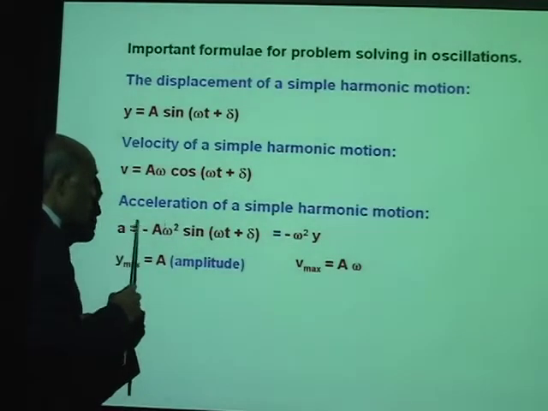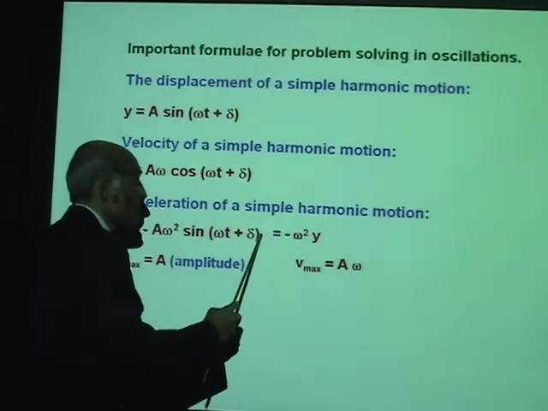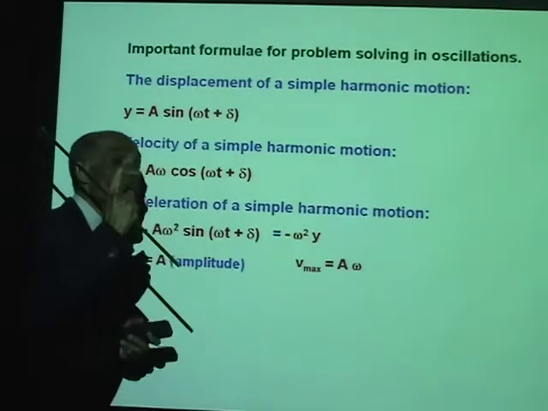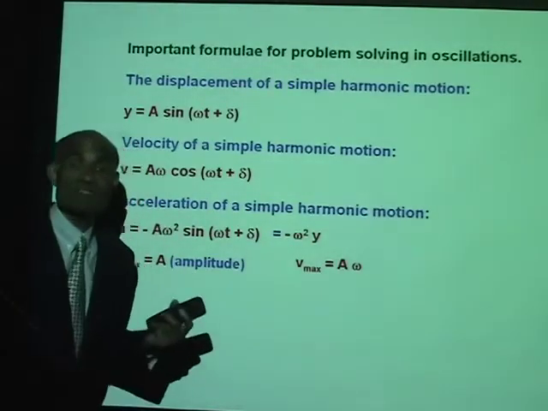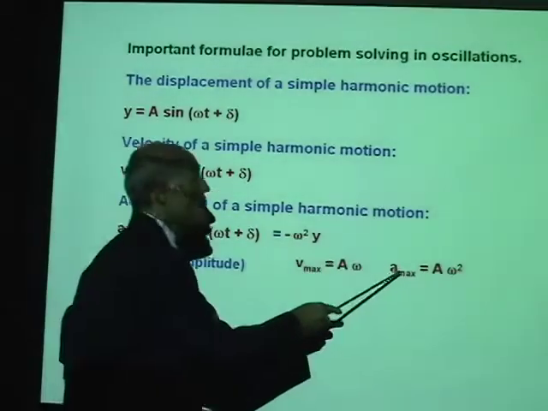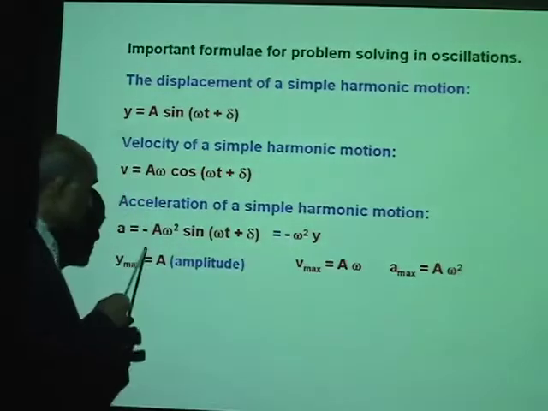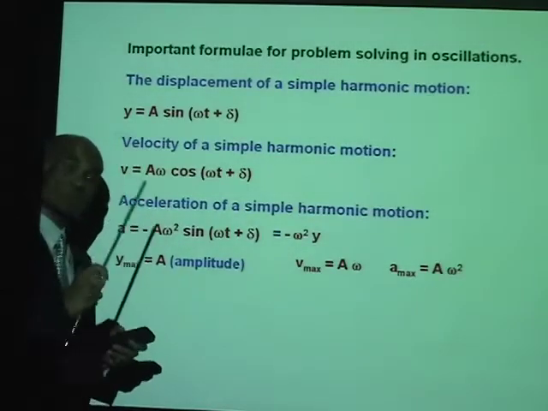Well, when this is maximum, the value of sine(omega t plus delta) will be 1, because that is the maximum value of a sine function. Therefore, a max equals A omega squared. Don't take the negative sign when you talk about the maximum value.